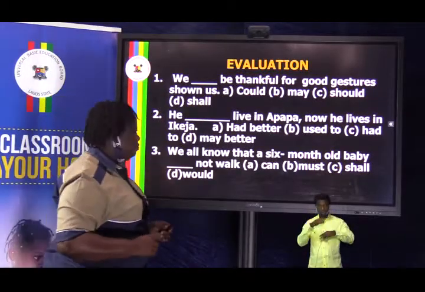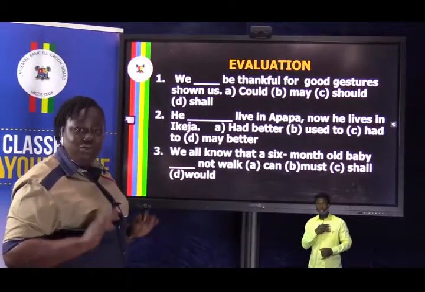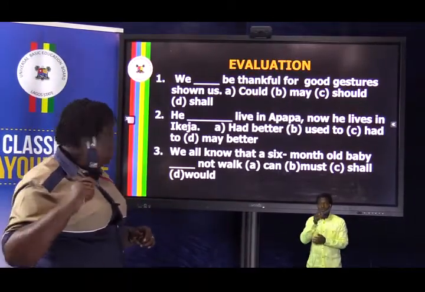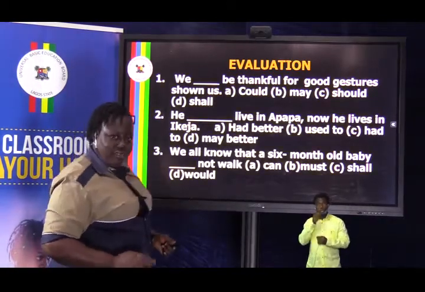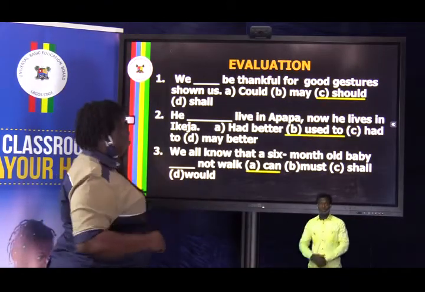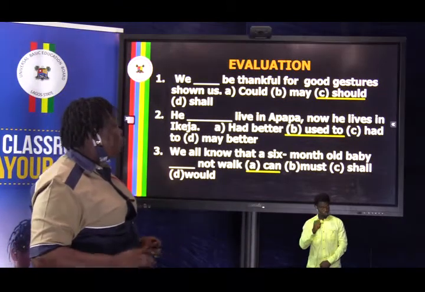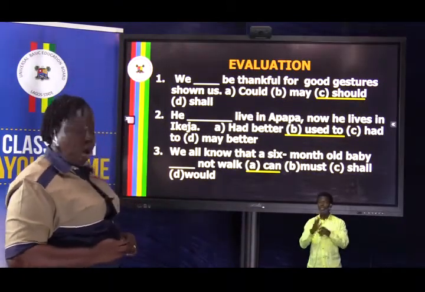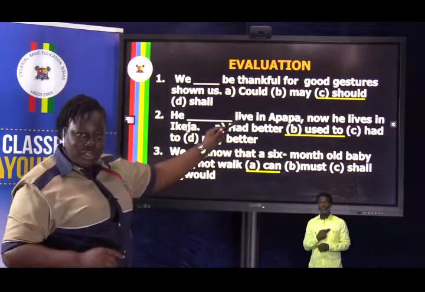Eyes on me. You must have written the 3 answers now, and I believe you will get them right because you are amazing children. Let's have the correction together. Are you ready? Take your pen. Be ready to mark. Yes. We should be thankful for good gestures shown us. Did you write should? Then you're correct. Mark it.